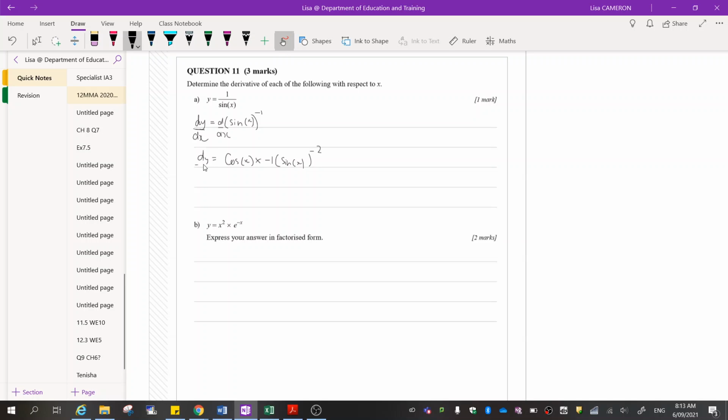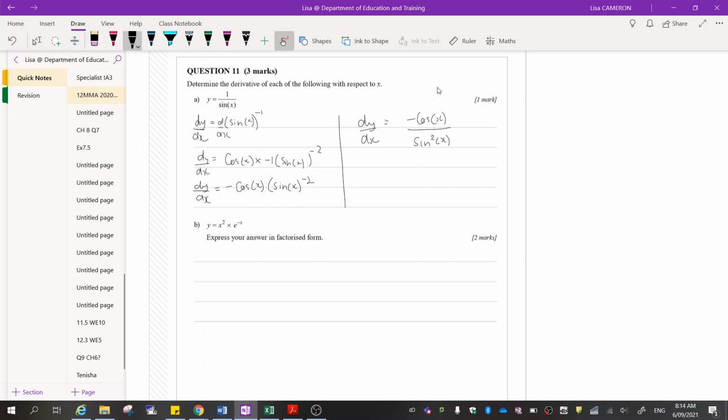Okay, and so I end up with dy over dx is equal to this. And now I can simplify it. So that coefficient is going to come to the front, minus cos x, sine x to the power of -2 is equal to dy over dx. Or if I wanted to express this all with positive powers, I could show it as dy over dx is equal to minus cos x over sine squared x.